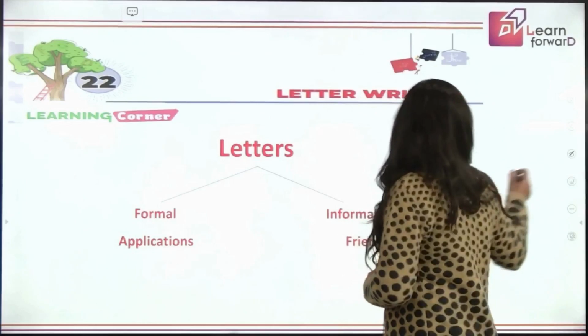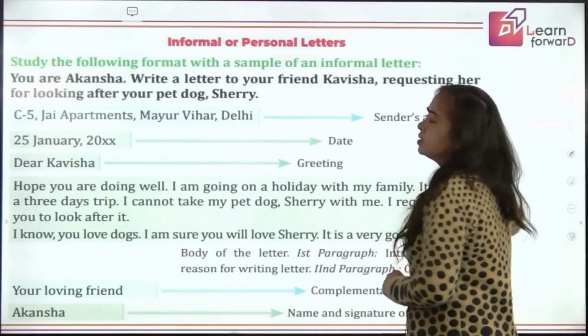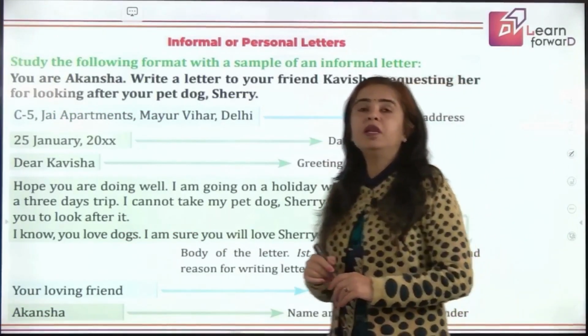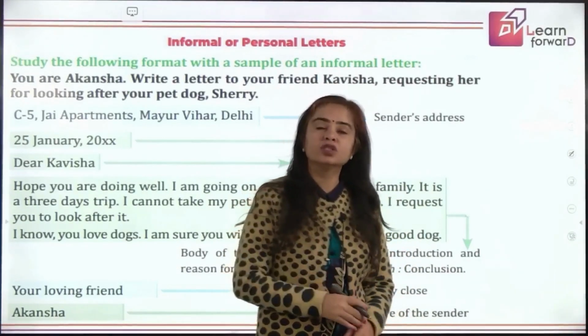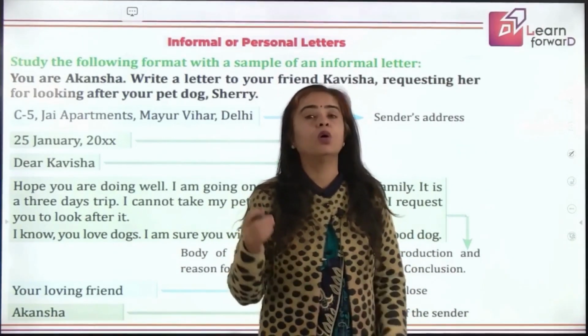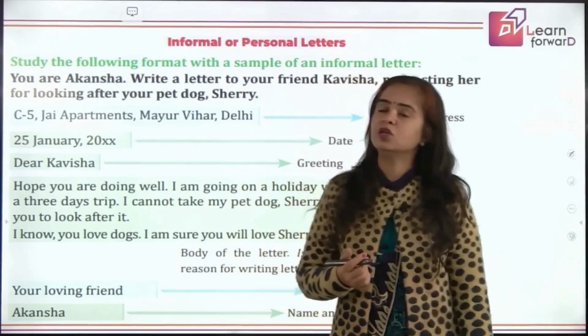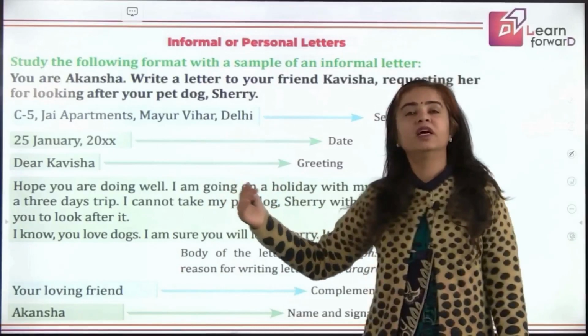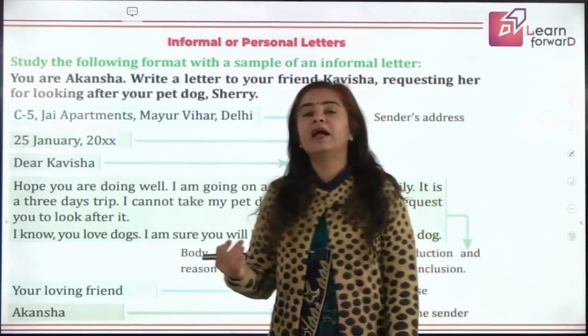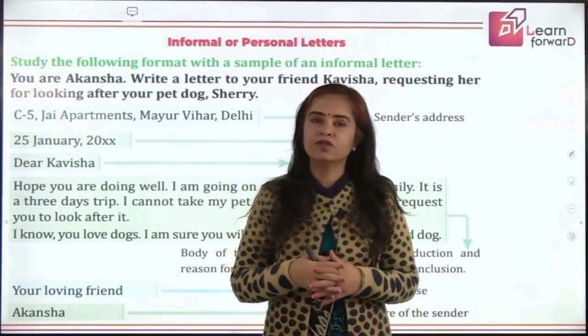So going ahead, we'll be doing some samples here. First, we'll be learning about the format. That means what is the structure of letter writing? How do you write? What all points you must remember? And the first format given here is of the informal letters. That is the personal letters you write to your friends and relatives.